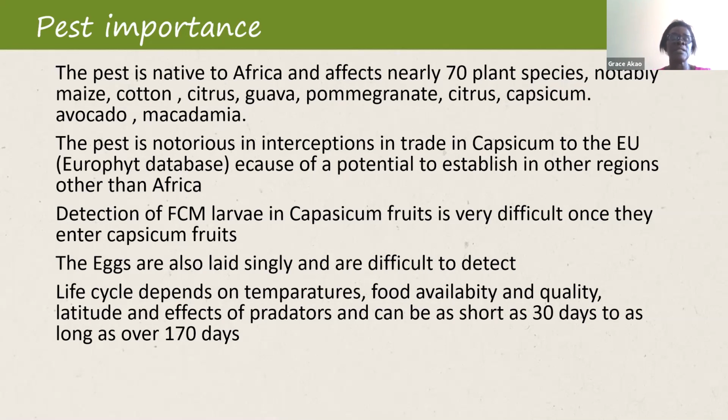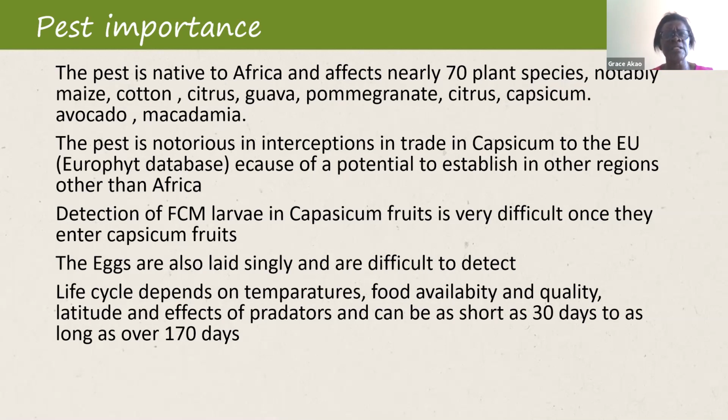The eggs, as I mentioned, are laid singly, and they're tiny, a bit creamish or whitish, and therefore very difficult to detect. So when you're doing surveillance, you would need equipment, like a hand lens, that can help you. You would also need a guide that gives you the exact pictures, and possibly also the measurements of the developmental stages themselves.